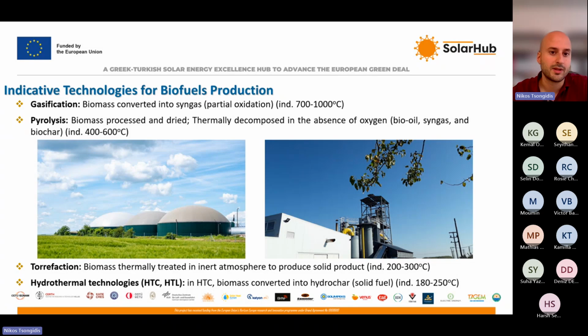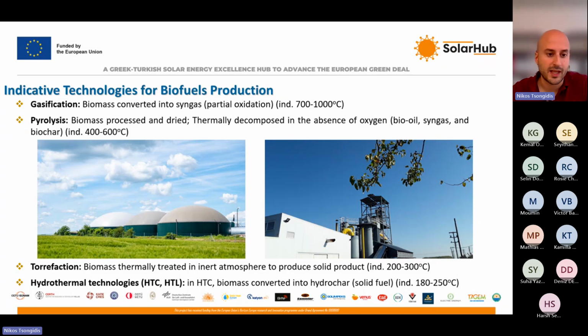Then we have pyrolysis. Pyrolysis is another application similar to hydrothermal technologies, but in this case, the biomass needs to first be processed and dried. So it's impossible to avoid the energy demanding drying step. Then the biomass is thermally decomposed in the absence of oxygen, and three main products are produced: bio-oil, syngas, as well as biochar. The temperatures are slightly lower than gasification, around 500 degrees C, more or less.